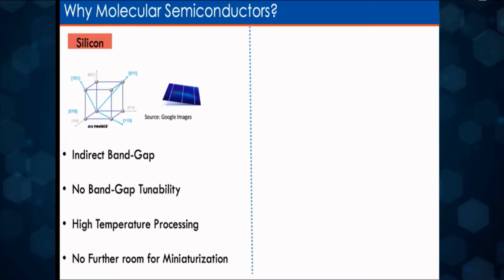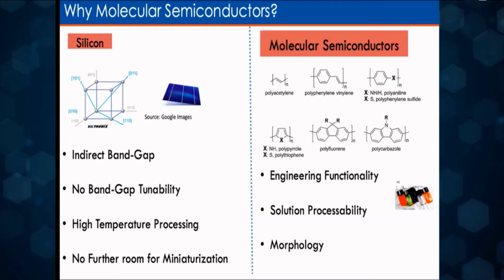So let's look comparatively at what molecular electronics offer, what silicon cannot offer. Molecular semiconductors are ones where you can tune the bandgap. The chemical structures shown here, from polyacetylene to polycarbazole, let you easily tune the bandgap of a semiconductor. Based on the desired application, such as wavelength-dependent light emission or harvesting light across the solar spectrum, you can tune the bandgap the way you would like. So engineering functionality in a molecular semiconductor is very easy compared to silicon.